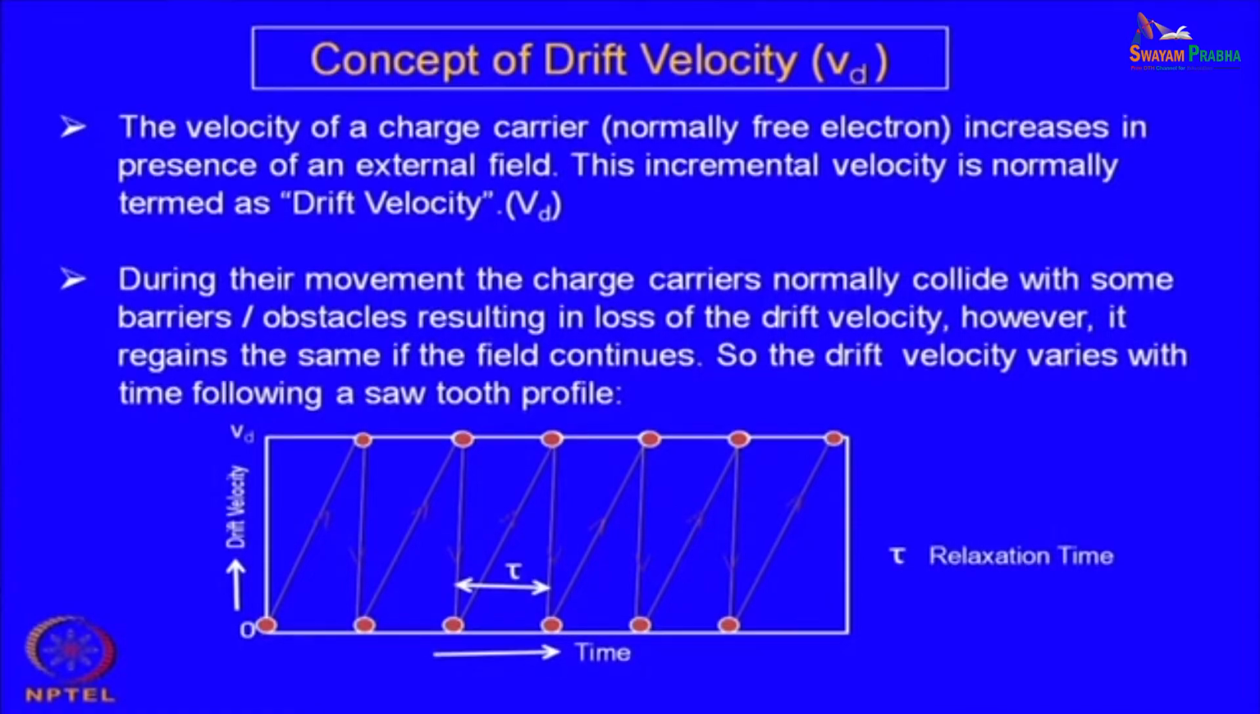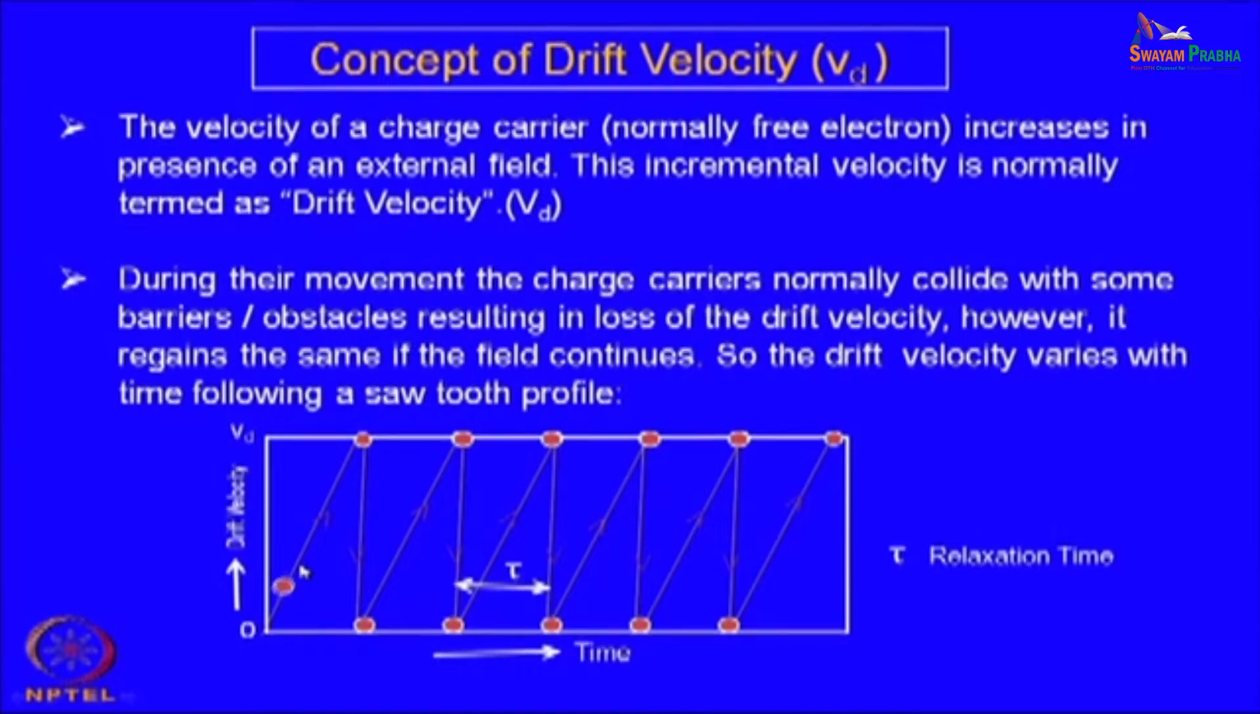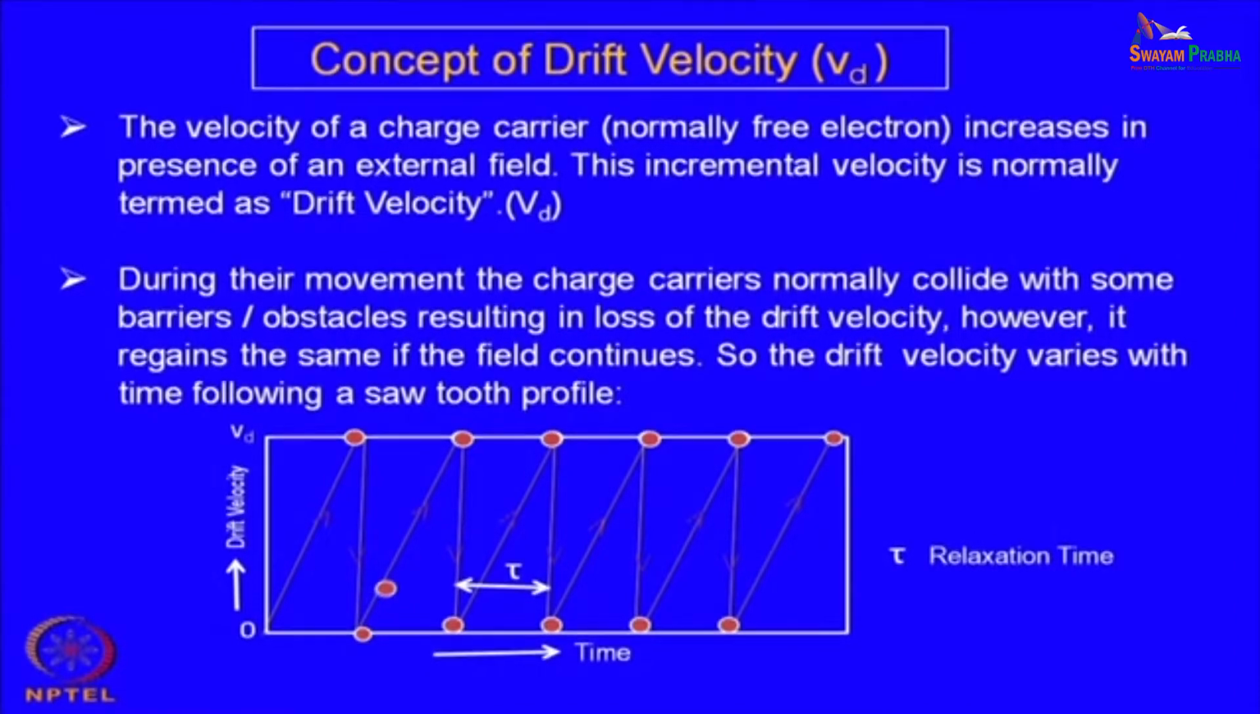So, the velocity of these electrons is actually not constant; it goes through a kind of sawtooth profile, and this is what one can expect. It goes to a very high value, suddenly there is a collision at the top, and then it comes back, and this shows the collisions taking place.